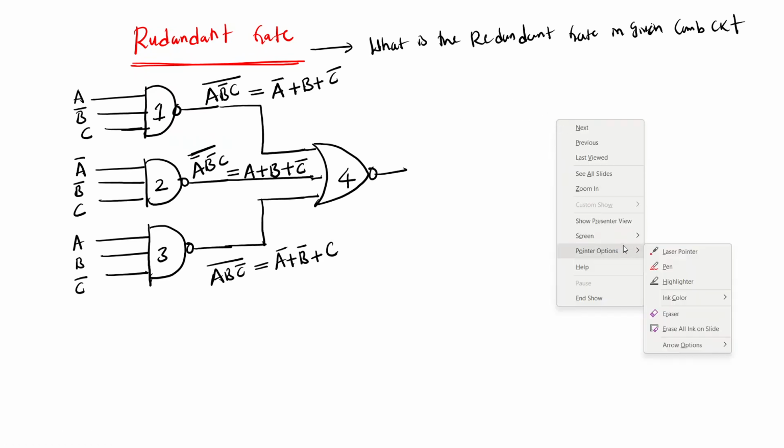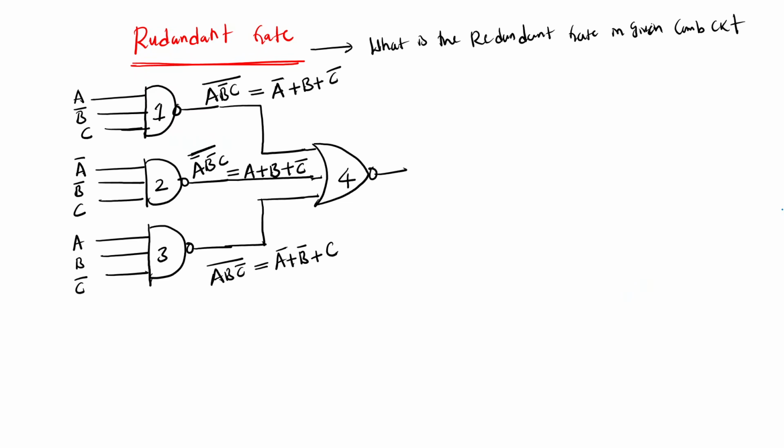So that means what is the redundant gate means you need to identify like this. See here, suppose A bar is there in this gate, and B is there in this gate, and C is there in this gate. So that means all the variables, all the literals that are present in the remaining expression. So this is the redundant gate. Okay, so this is the redundant gate.